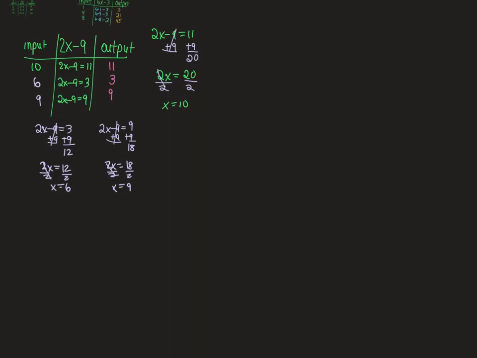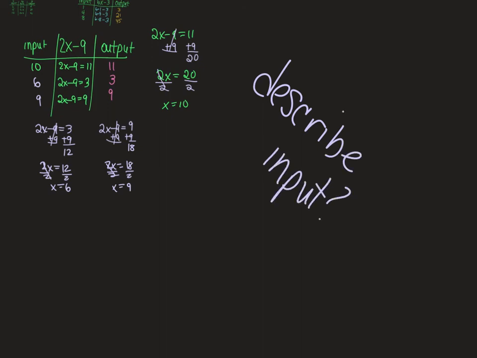Your final question is, in your own words, describe input. What does input mean to you? I would have said the x value, or the number that you're starting with, or the number that you're sticking into the rule. Those would have been the ways I would have described input.